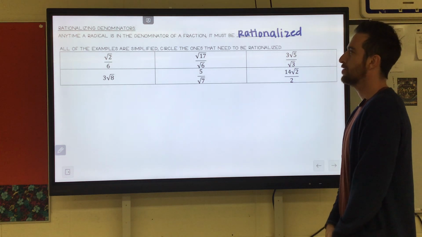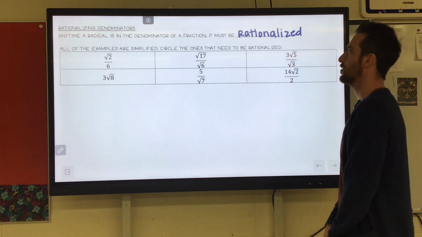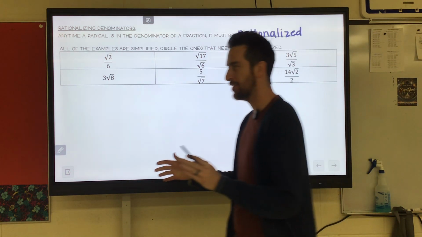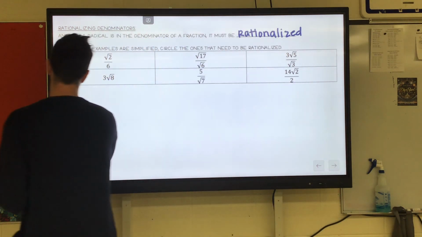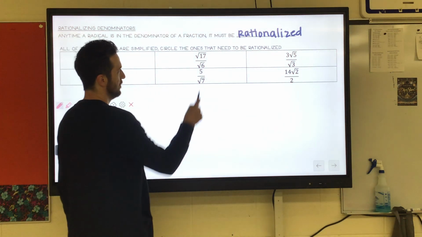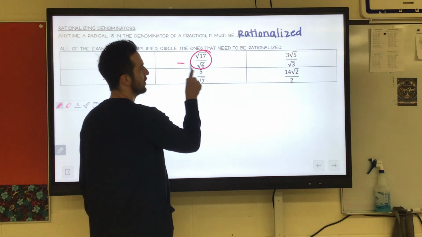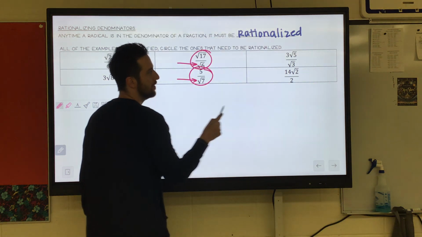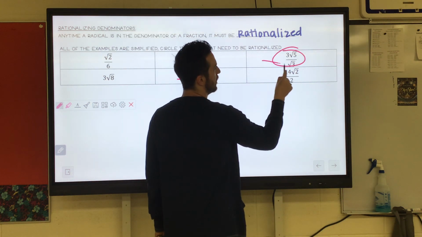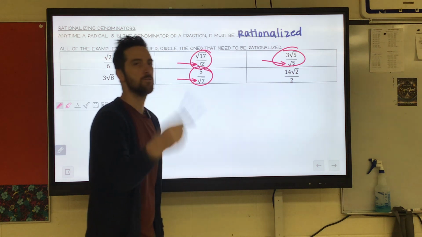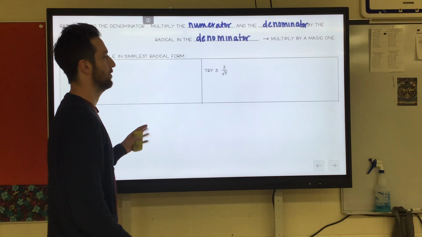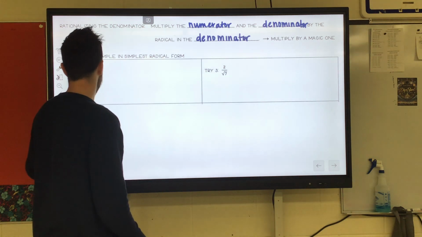But all of the examples are simplified. Circle the ones that need to be rationalized. So again, you can't have radicals in the denominator. So which ones still have radicals in the denominator? This one does. It's got that root 6 down there. This one has a root 7 in the denominator. And over here you got a root 3 in the denominator. So those would all require more steps. So here we go. So this is the trick I was just telling you.